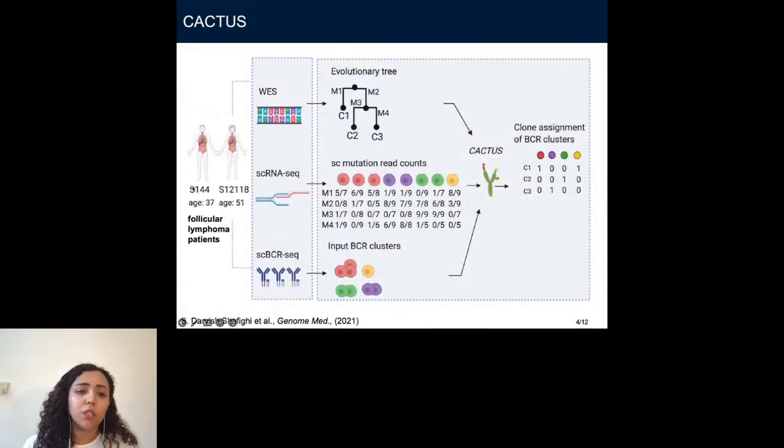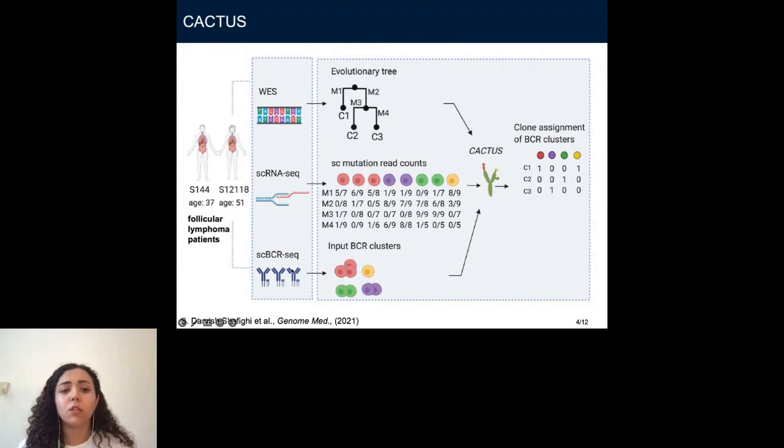We had two patients, two follicular lymphoma patients. First was a 37-year-old man, and second was 51-year-old woman. And for both patients, we have whole exome sequencing data, single cell RNA-seq data, and single cell B-cell receptor sequences. From whole exome sequencing data, we can get the evolutionary tree using existing methods. From single cell RNA-seq data, we can get the mutation read counts, and you can see here the rows are corresponding to the mutations and the columns are corresponding to the cells. And from the single cell B-cell receptor sequences, we can get the clusters.